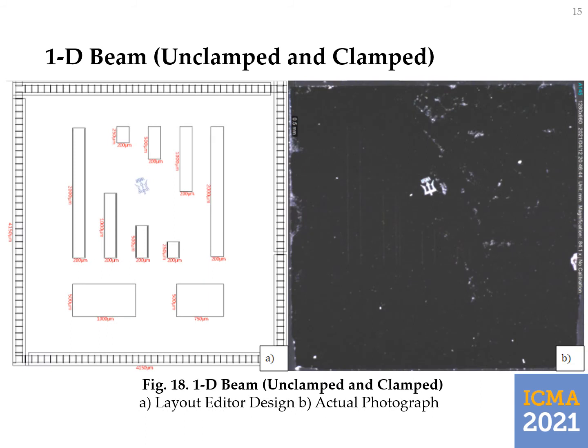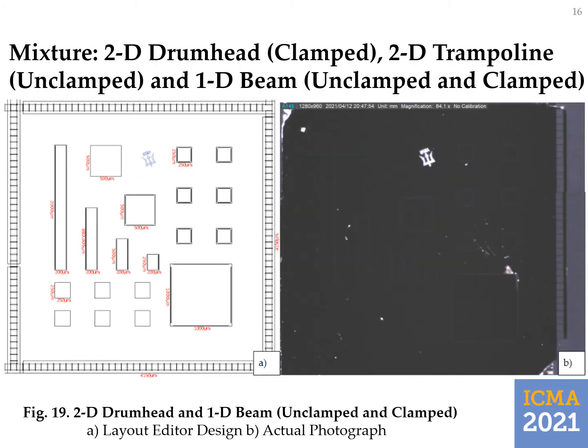Then we wanted to go on to this 1D beam idea, and we had the unclamped and clamped. On the left, you can see the clamped 1D rectangular shapes of different heights and different widths. And on the right, we can see the unclamped 1D beams, which, as I explained 2 slides before, the reason for that is that we can see the light streaming through the little gaps in these membranes. And then lastly, the fourth quadrant has a mixture of all of the 3 other quadrants: the 2D drumhead clamped, the 2D trampoline unclamped, and the 1D beams unclamped and clamped.